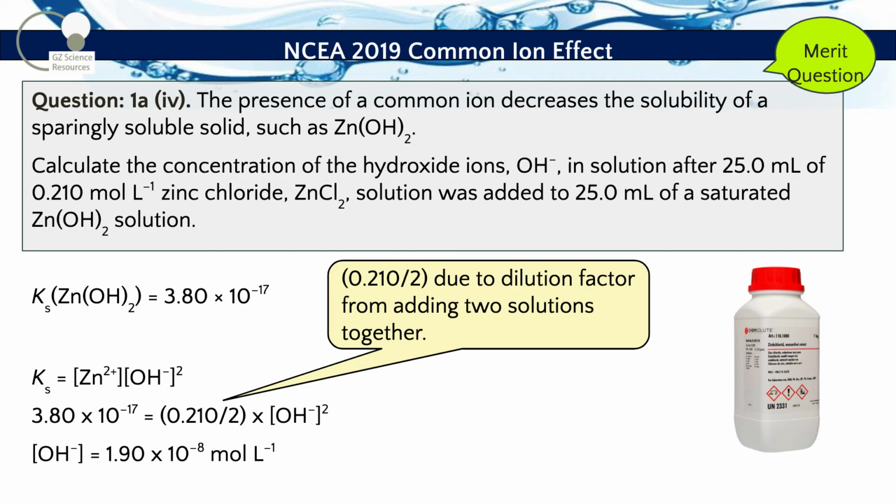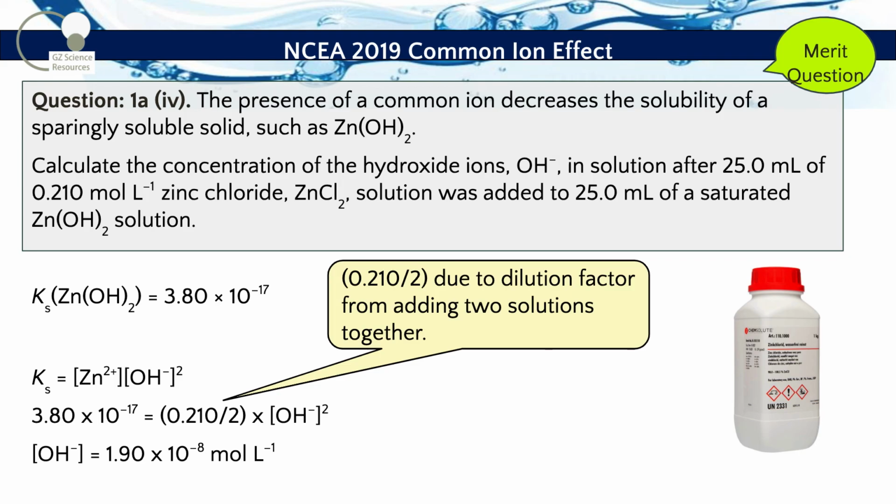Okay, so this is the concentration of zinc in that combined solution. Now the question is to calculate the hydroxide concentration, right? So that's why we've got our Ks expression. Now we just plug in this new concentration of zinc. We know the Ks, and we just rearrange and solve for hydroxide.